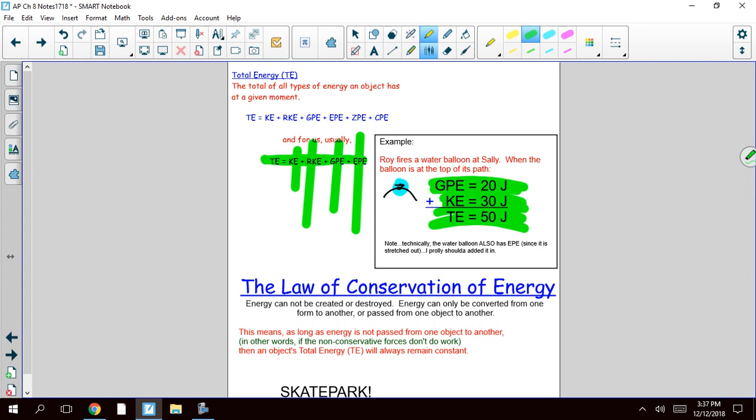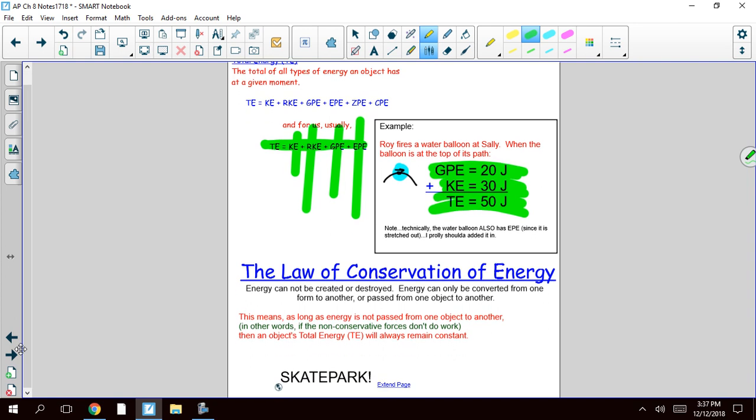All right, so here's just another statement of the law of conservation of energy. Energy cannot be created or destroyed. It can only be converted from one form to another or passed from one object to another. So what that means is, as long as energy is not passed from one object to another, in other words, if the non-conservative forces don't do work, then the total energy will remain constant.